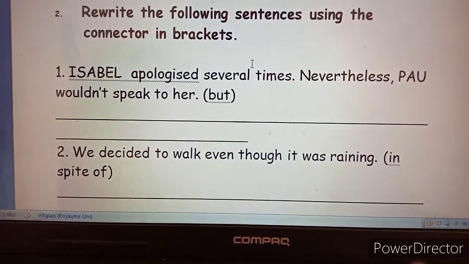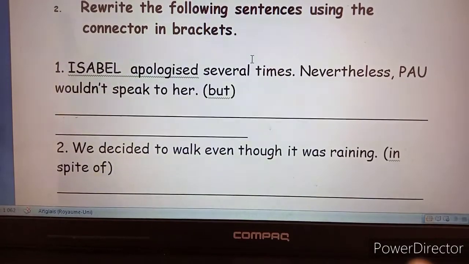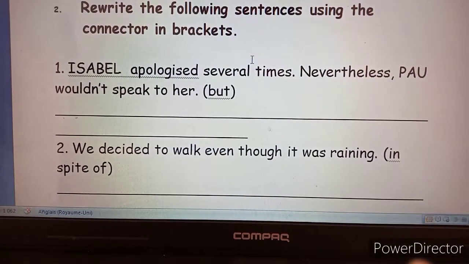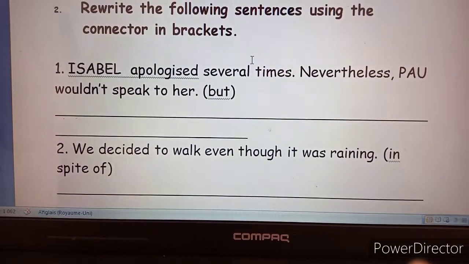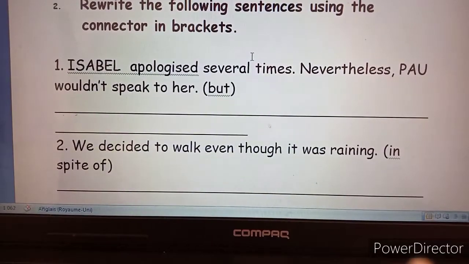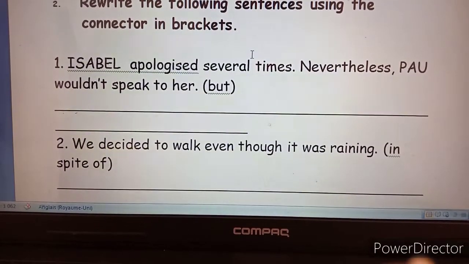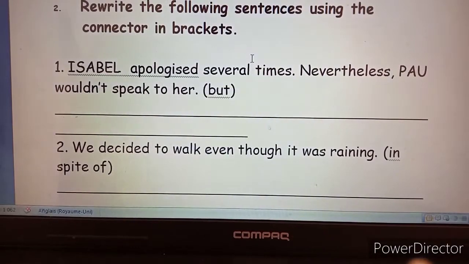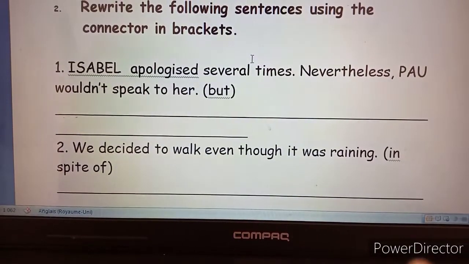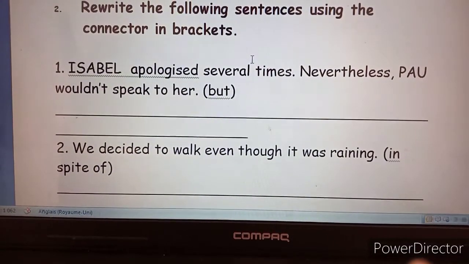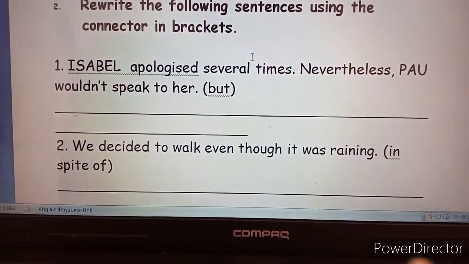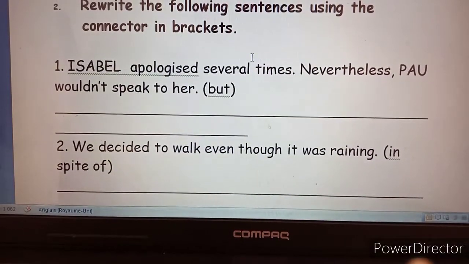Clear? So copy this exercise. Firstly, Isabel apologized several times. Nevertheless, Paul wouldn't speak to her. So here you will remove nevertheless and you will put but.